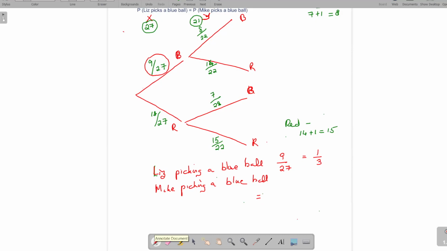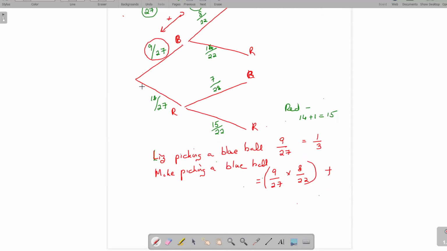That's one line. If you look at this, Liz picking a blue ball and Mike picking a blue ball, along the branches you multiply, so that will be 9/27 times 8/22, plus, that's another way, Liz picking a red but Mike picking a blue, which is 18/27 times 7/22. So we need to add them together.